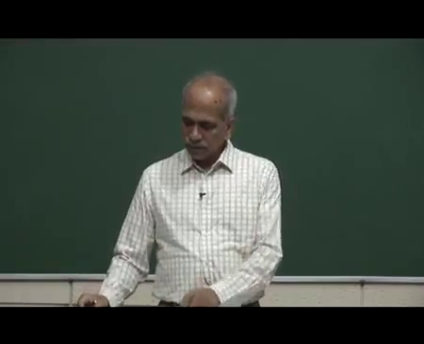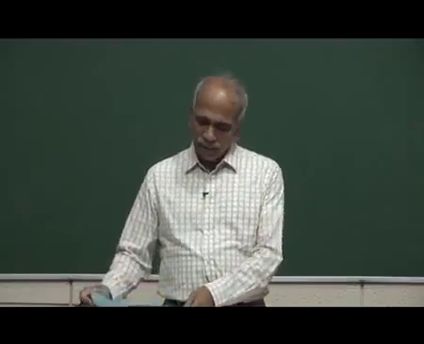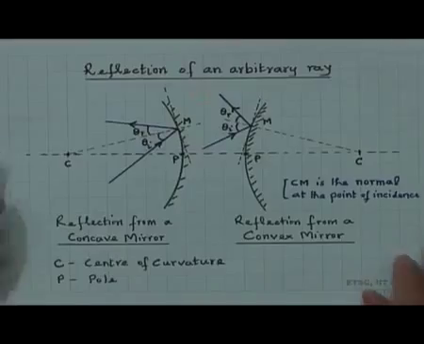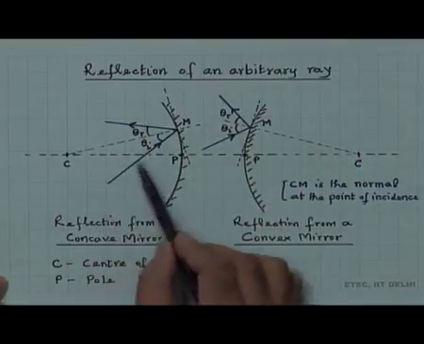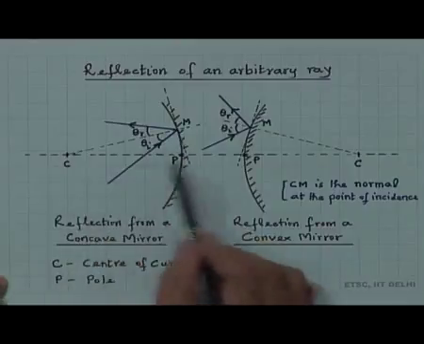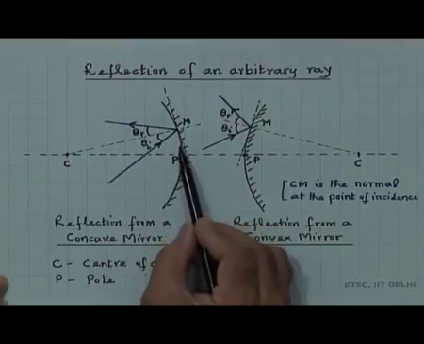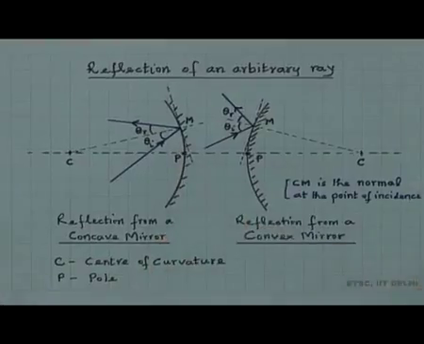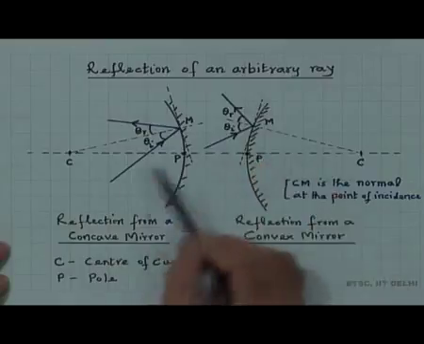So, reflection from a spherical mirror. We will see first, this is the spherical mirror which is characterized by a radius of curvature. What I have shown is incidence of an arbitrary ray. Arbitrary ray means a ray which is incident at any angle. In other words, if a ray is incident, this point M could be here, or anywhere. So, that is why reflection of an arbitrary ray. How do we determine the reflected ray?